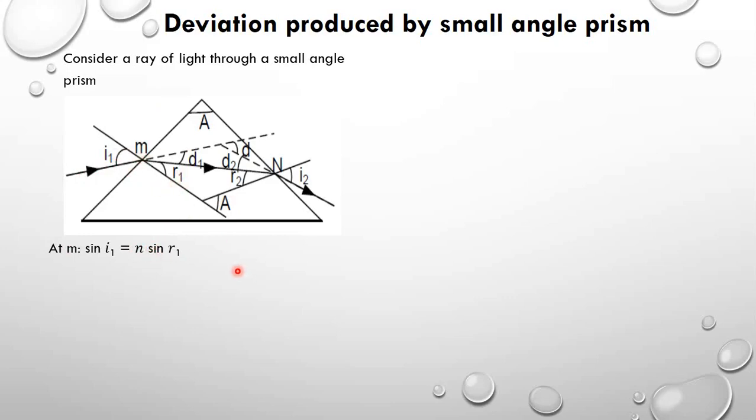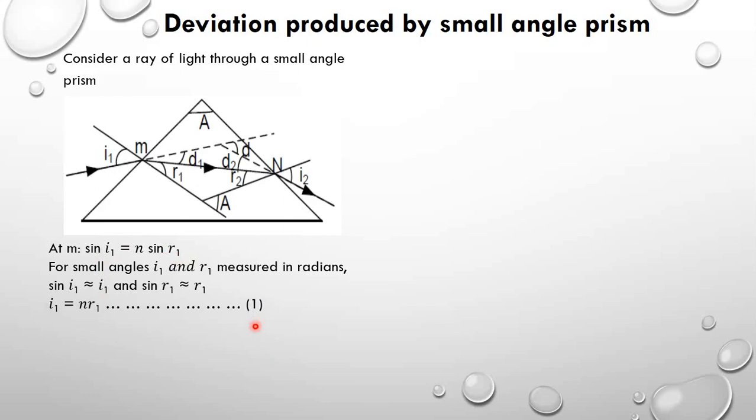And then we shall also remember that I1 and R1 are small angles in radians, and so sine I1 is approximately equal to I1, and sine R1 is approximately equal to R1. When we replace that here, we shall have I1 is equal to N R1. From the diagram, R1 plus R2 is equal to A, and so R2 is going to be A minus R1.